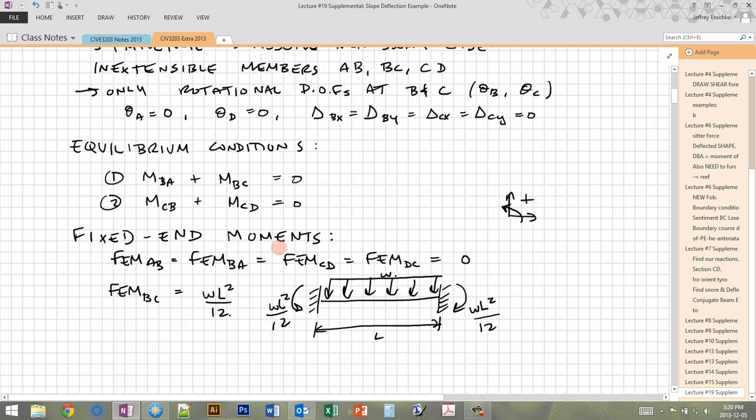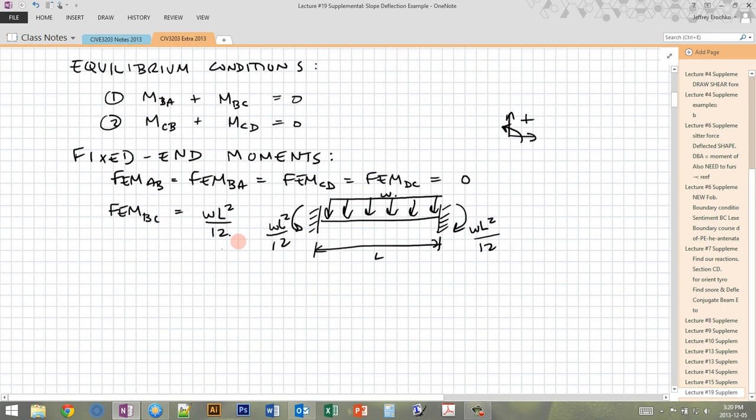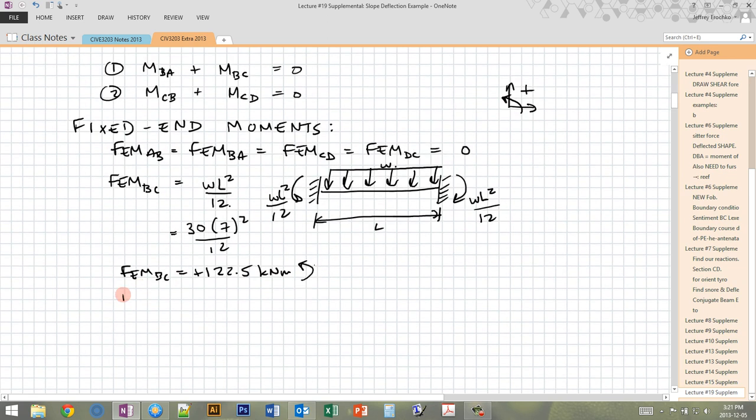So for MBC, now we're looking for BC, so starting at B is the one on the right, and we find WL squared over 12 is 30 kilonewtons per meter times L, which is 7 meters squared over 12. We get that FEM BC is equal to 122.5 kilonewton meters, and it's positive, and it's counterclockwise. Likewise, FEM CB is going to be negative 122.5 kilonewton meters, because that's clockwise, just like this one here.